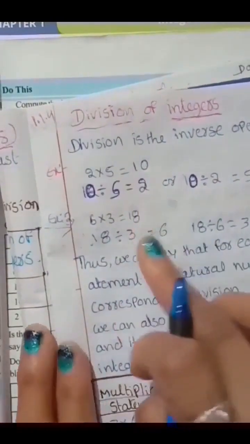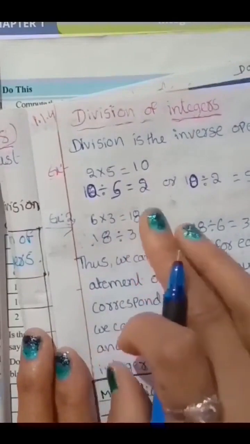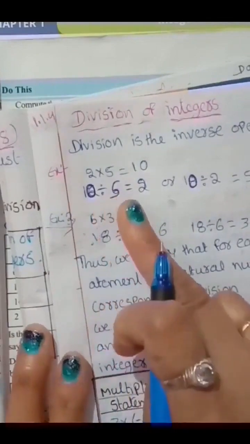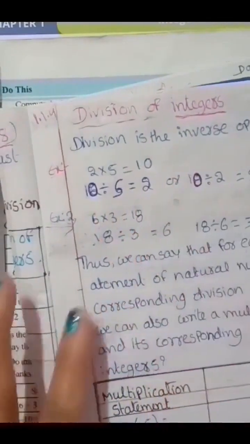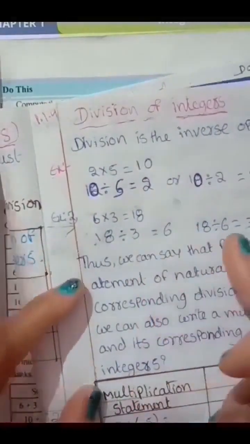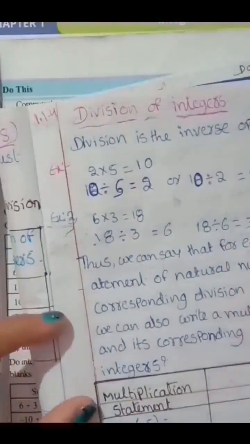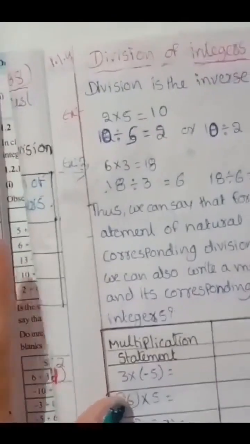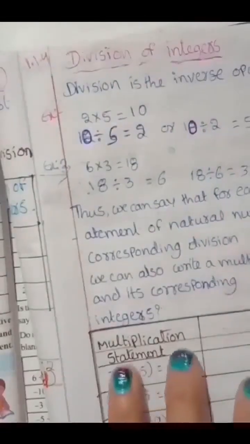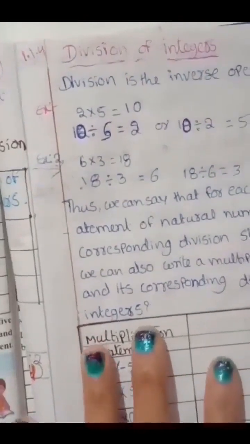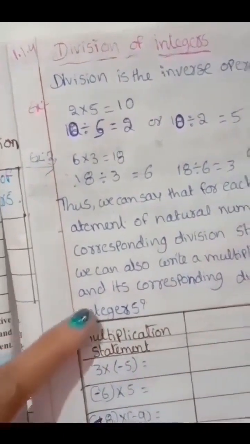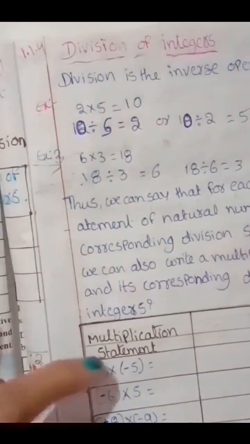From the examples, we can say that for each multiplication statement of natural numbers, there are two corresponding division statements. Do you know the natural numbers, Gagan Sai? 1, 2, 3, 4, the counting numbers, are the natural numbers. We can also write a multiplication statement and its corresponding division statements for integers.